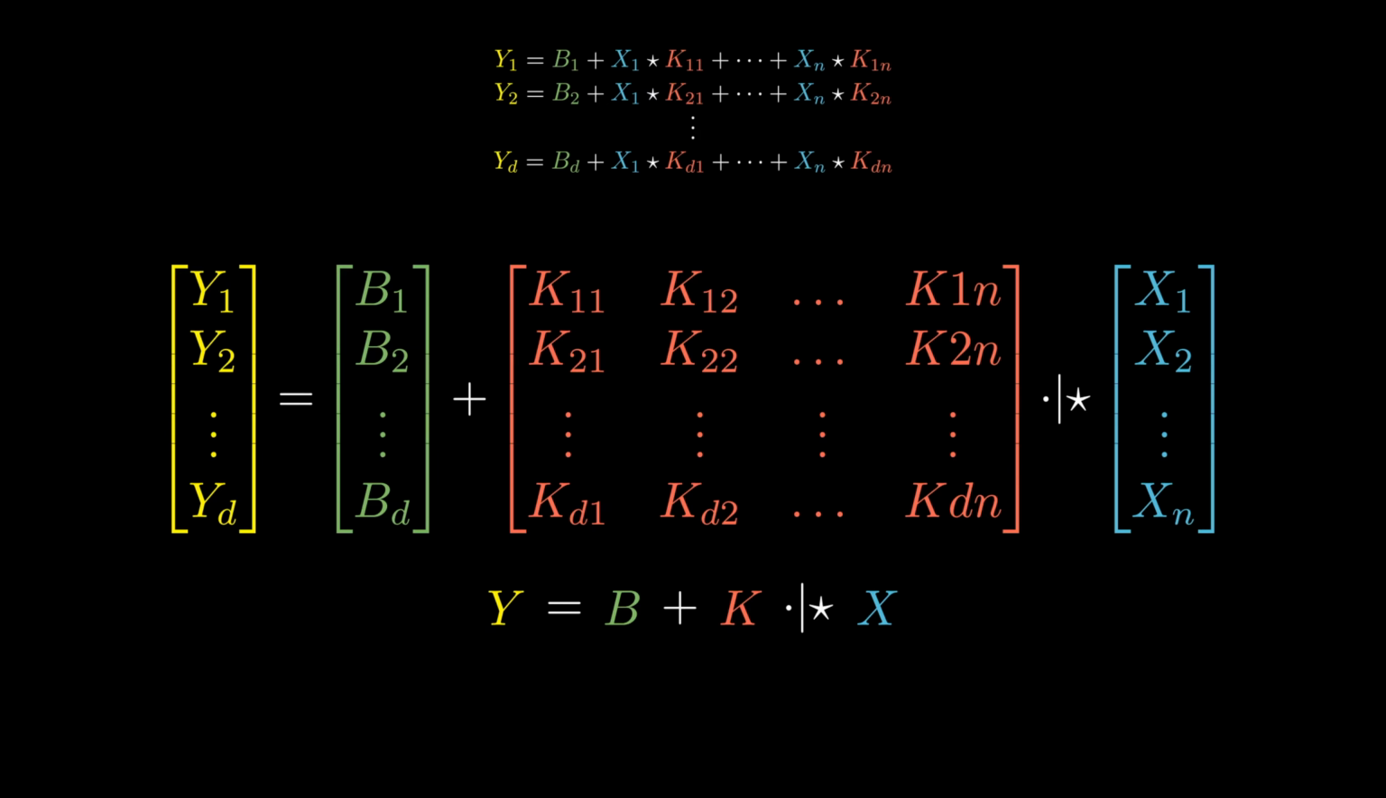Does that equation look familiar to you? It is the exact same equation that we had for the dense layer, except that instead of having matrices of scalars, we have matrices of matrices, and instead of a regular dot product, we have that cross-correlated dot product. It's not just that this equation looks like the equation of the dense layer. It actually is the equation of the dense layer. Think about it for a second.